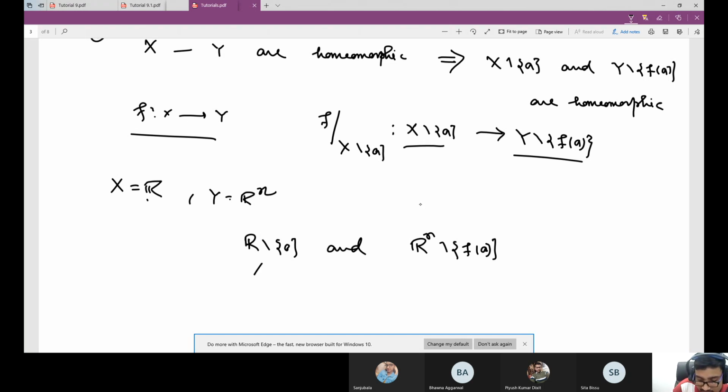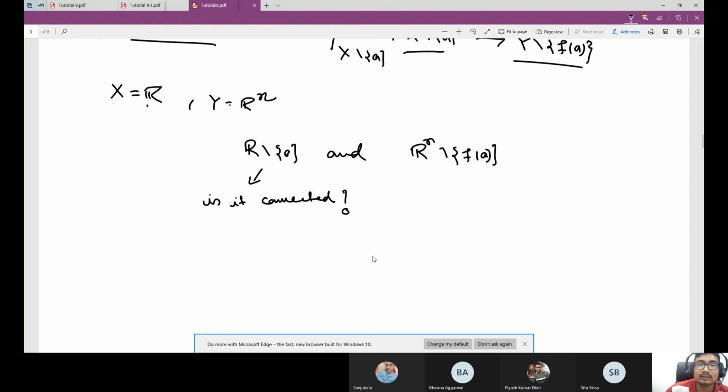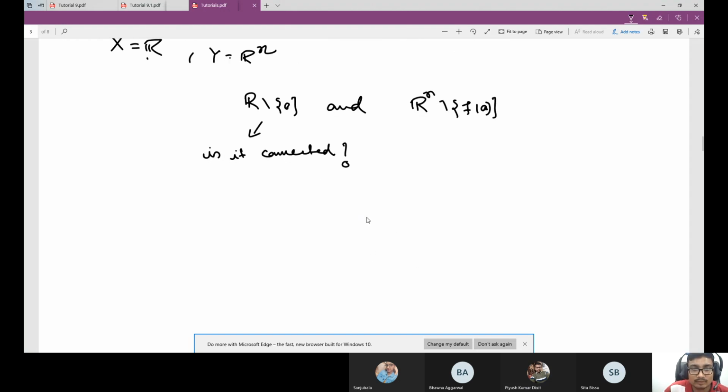Tell me, is it connected? No, sir. Why? Sir, it is minus infinity to 0 open and 0 to infinity, and here both are open sets with empty intersection, so it is not connected. Therefore R minus 0 is not connected, but this is connected.